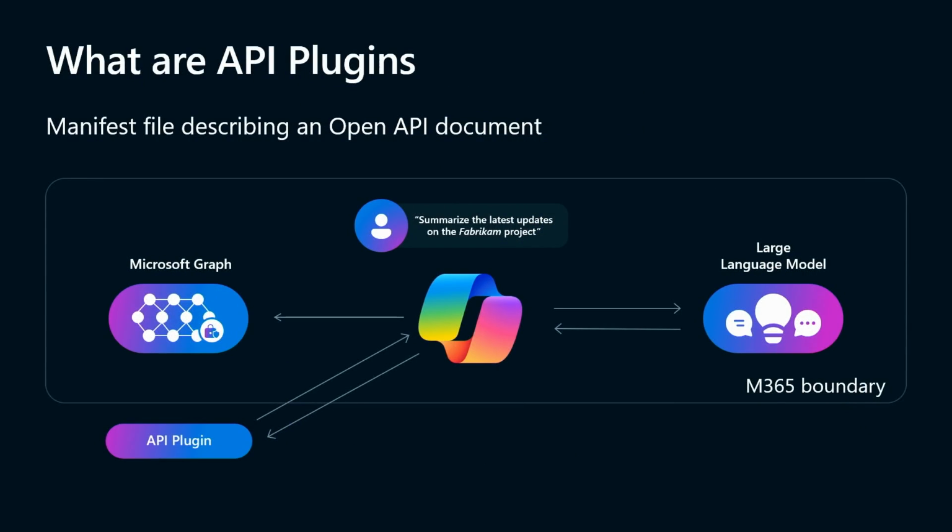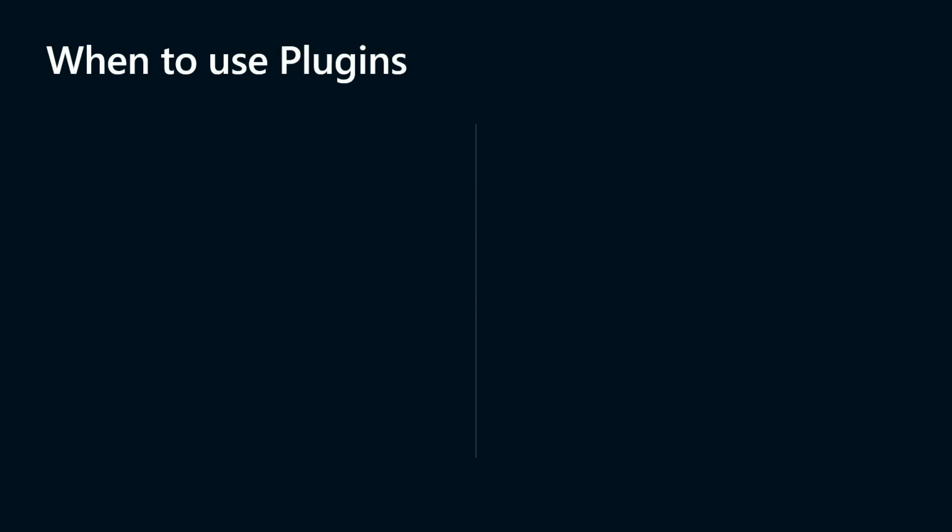So if we look at plugins, the difference here, if you notice on the screen, is that API plugins leave the Microsoft 365 boundary because it's calling an API that isn't hosted inside of Microsoft 365. So that's a choice you have to make by using plugins in this platform.